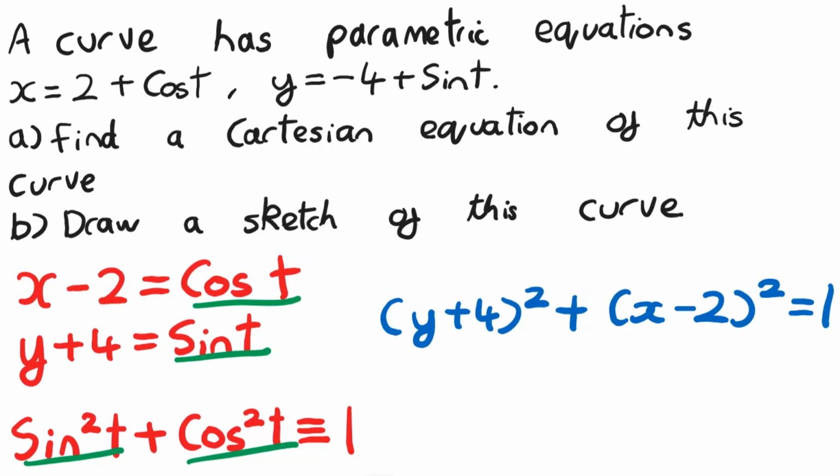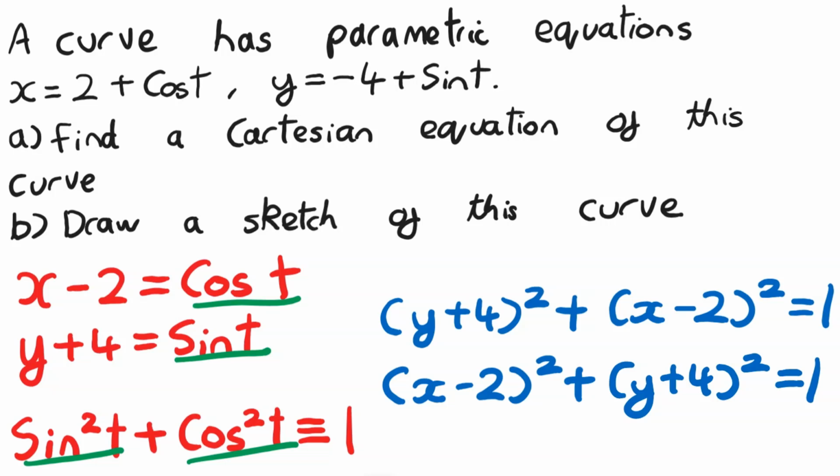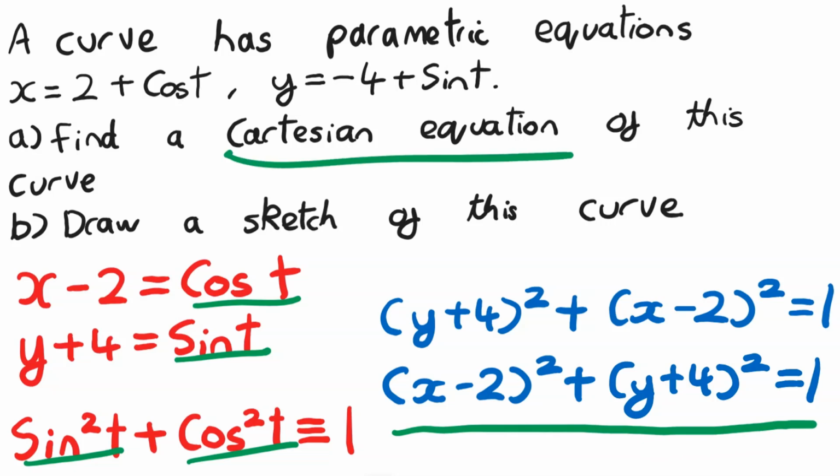And this here is a Cartesian equation because it's only made up of y and x terms, and you might recognize this as the equation of a circle. It might be easier if we write it the other way around like this here with the x term coming first. This here is the equation of a circle. So we found a Cartesian equation for this curve.